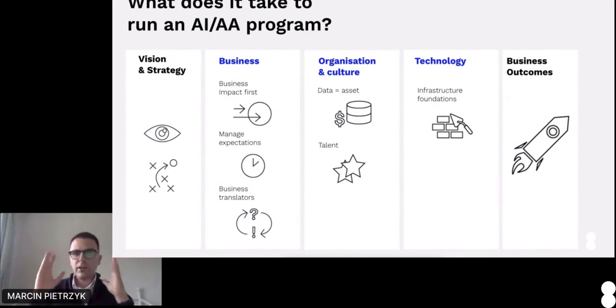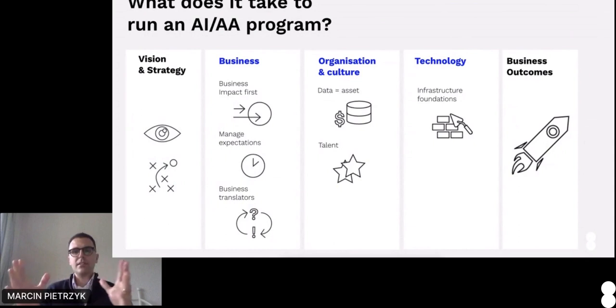Then when we go to organization and culture, treat data as an asset. This has to do with technology aspects, but also really culture and mindset. So whenever you're starting a new project, you think first about how you're going to collect the relevant data, what data are relevant, and how they should be managed and governed. Obviously, talent is essential. Don't underestimate how hard it might be for you to attract and retain the right level of talent for what you're trying to do.